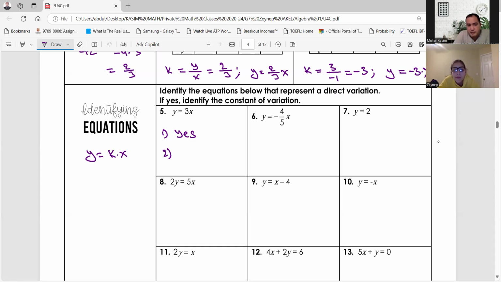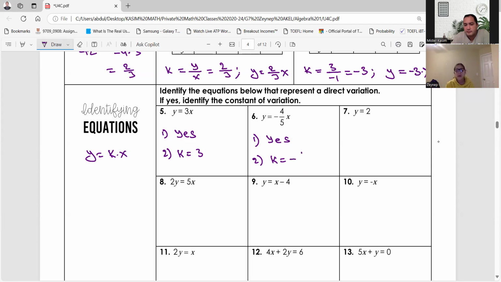Number 2. What is the constant of proportionality or variation? Proportionality, constant, variation, they mean the same thing, okay? So what is k? It is 3. Look, in front of x, what do you see here? It's kx, right? Okay, come on. Question 6? Yes. Why? It is some number times x, right? So x is multiplied by a single number. We should write yes or no. So the answer is yes. And number 2, what is the constant of proportionality?